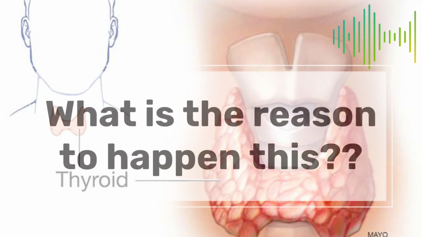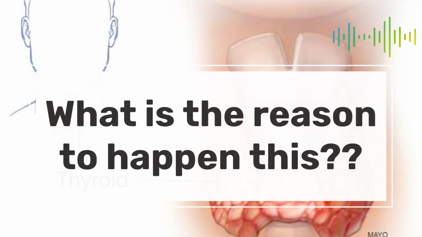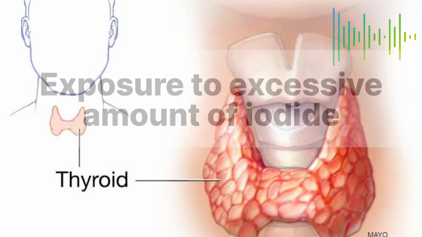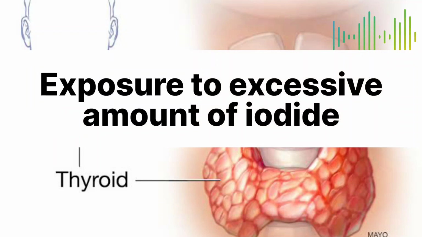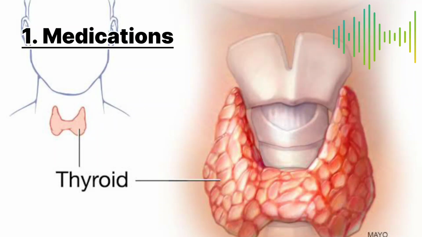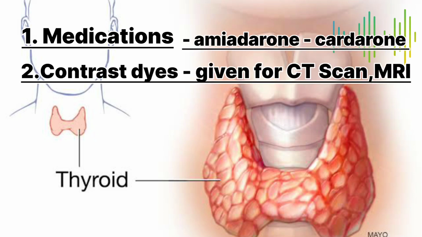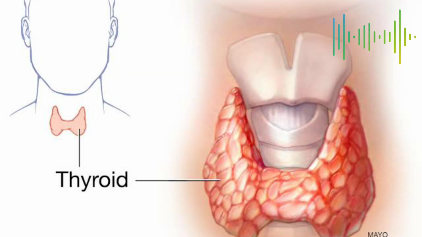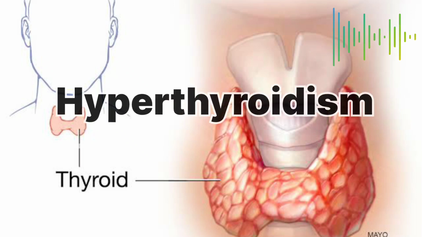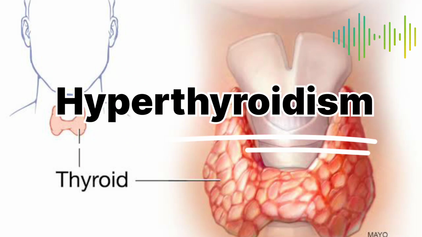So what is the reason over here? There is exposure to an excessive amount of iodide. Cold and sinus medicines, the heart medicine amiodarone, or certain contrast dyes given before x-rays may expose you to too much iodine. You may then be at a greater risk of developing hyperthyroidism, especially if you had thyroid problems in the past. The second thing is lithium.